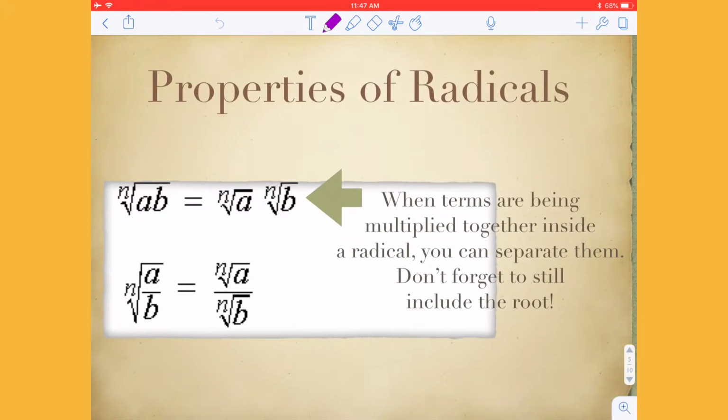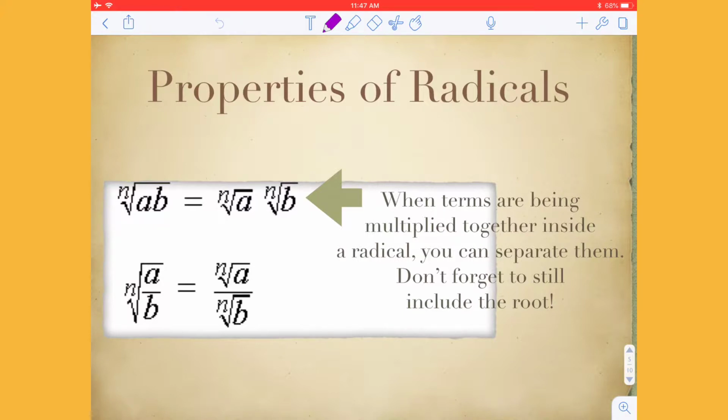Now, when I look at some properties of radicals, there's two that are very helpful to us. The very first one talks about when you have more than one radicand, so two terms being multiplied together inside of your radical, you can actually separate them, and this makes it a little easier for you because you can separate and take the root of them individually. A lot of times this helps you with simplifying.